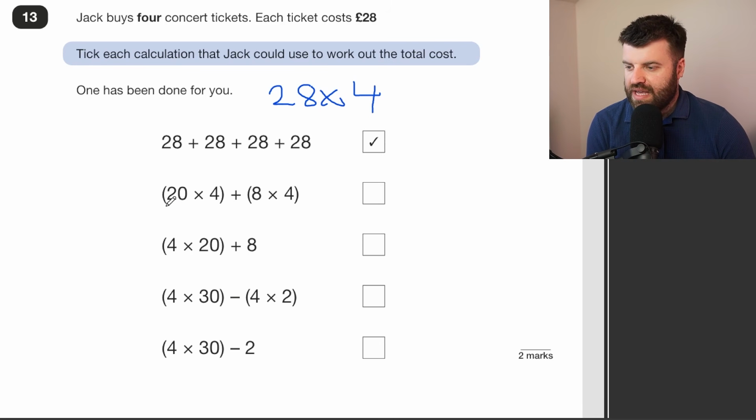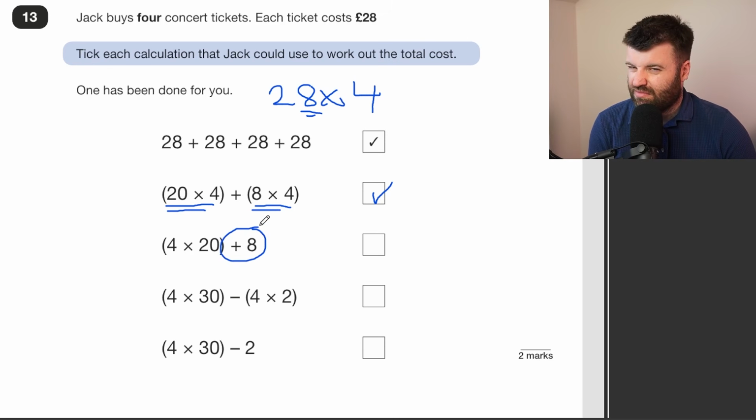Well, here we have 20 lots of 4 and 8 lots of 4. Altogether, I add them up. That gives me 28 lots of 4. This would work. The next one here, 4 lots of 20. No, at no point here, I mean, I can do 4 lots of 20, sure, but that's not giving me the 8 lots of 4 as well. I want 4 lots of 8 to add on to it, and all I'm doing here is just adding on 1 8. So that's not enough. I'd have to add on 4 lots of 8. It's not going to work.